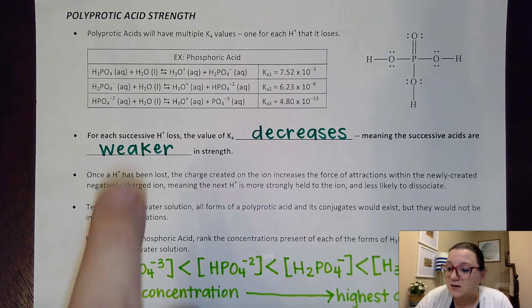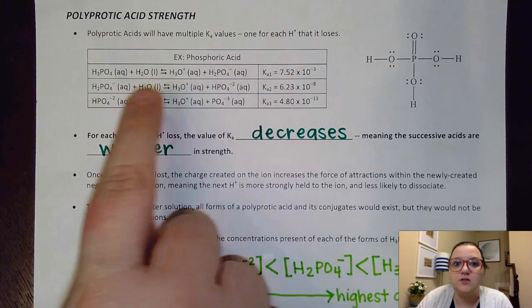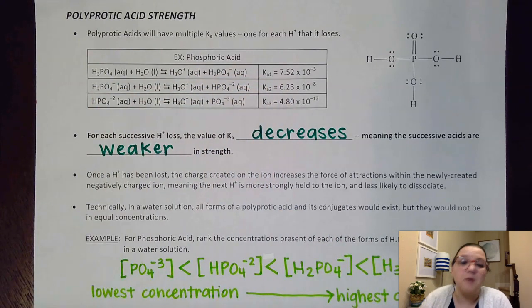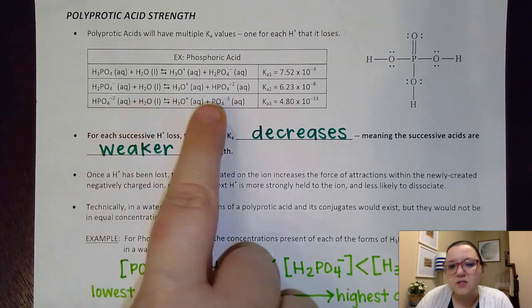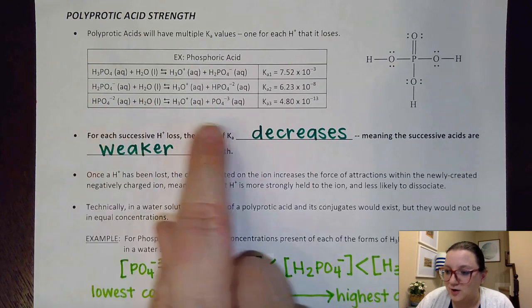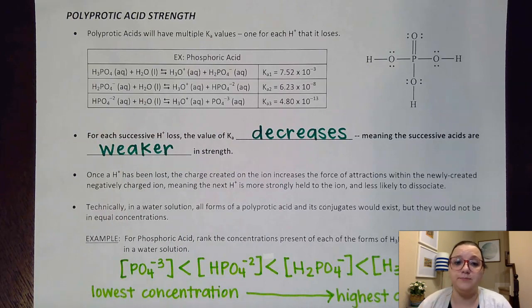So while this first ionization is happening some, not a lot, this second ionization is happening even less, and this third ionization is barely happening at all. Technically, in a water solution, if I put phosphoric acid in, all 3 of these processes would be occurring, which means I technically have all of these substances in my solution, but they would not be in equal concentrations because all of these processes are happening to different percentages.